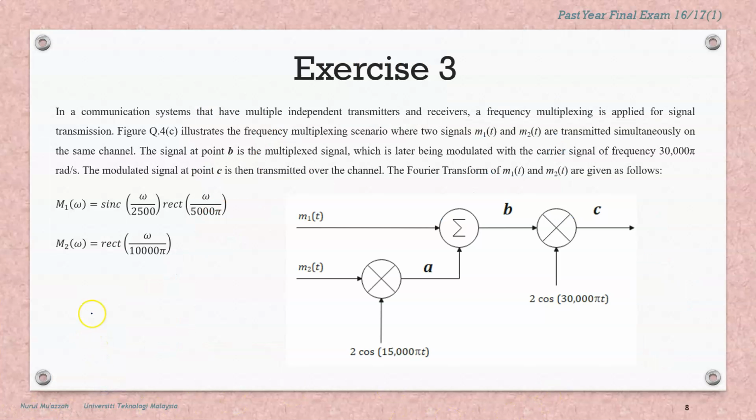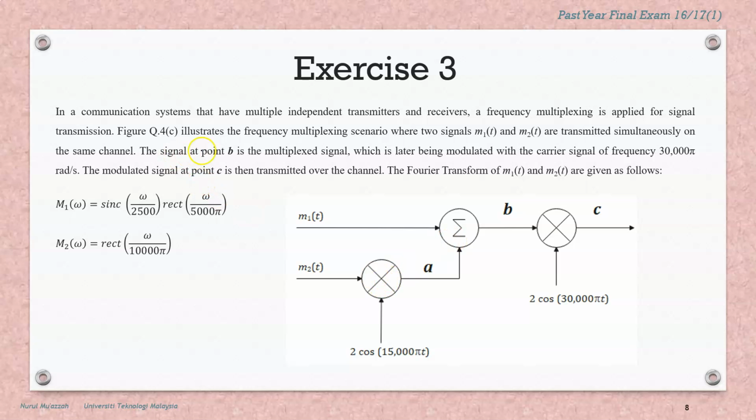Now for exercise 3, this comes from a past year final exam question in 2016 and 17. In communication systems that have multiple independent transmitters and receivers, frequency multiplexing is a transmission technique. Figure Q4C illustrates the frequency multiplexing scenario where two signals, M1t and also M2t, are transmitted simultaneously on the same channel.